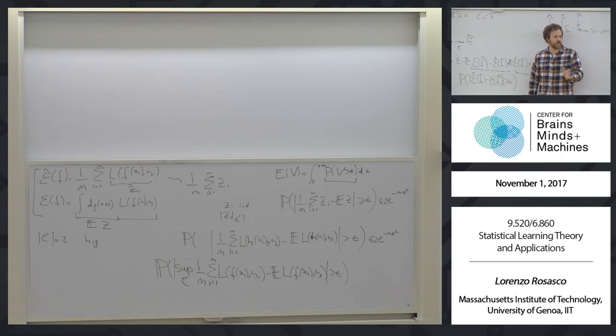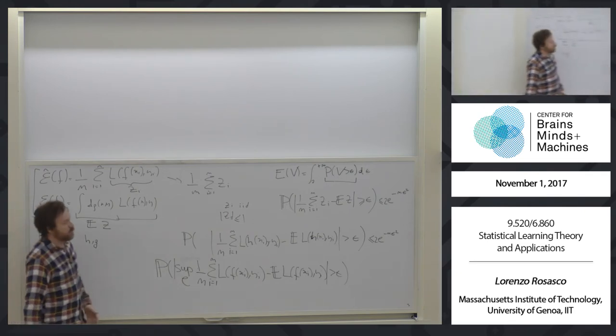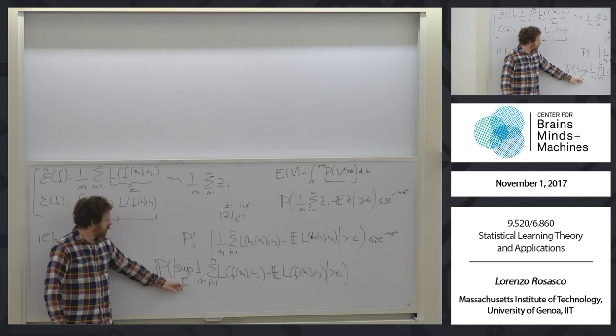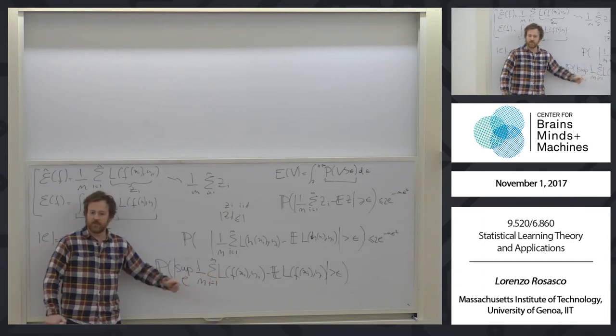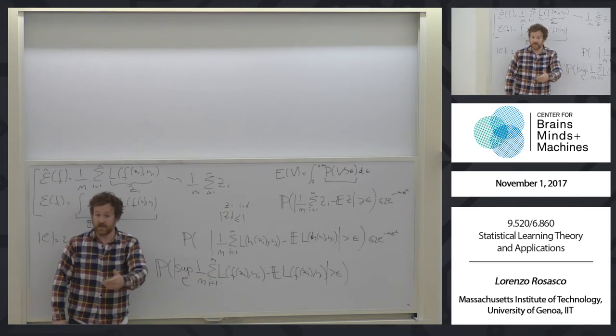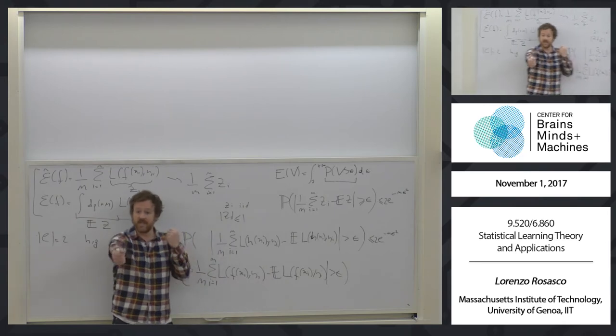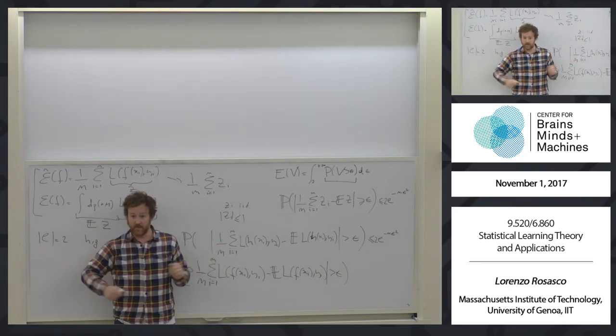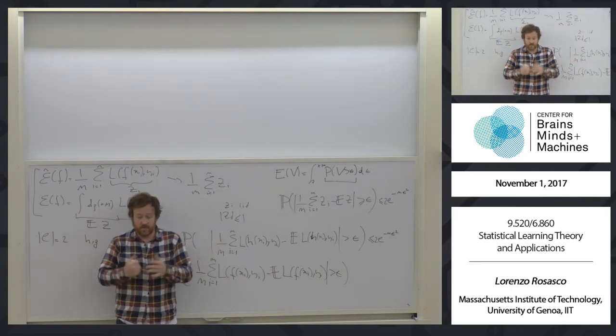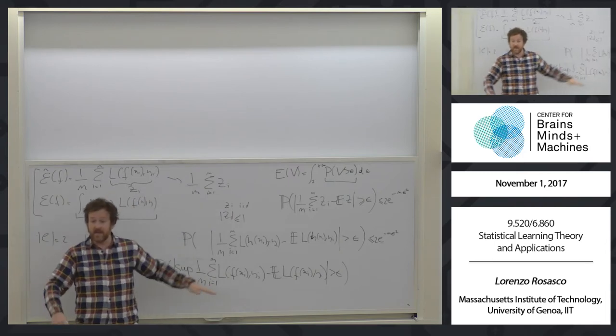What if you have two functions? Well, if you can assure that the law of large numbers is true for any function, then this one is going to be one of those. So it's fine. One way to write this is to say I want this to be true for the supremum. If I can prove that this is true for the worst possible function in the class, the one for which this quantity is the biggest, then it's also going to be true for everybody else.